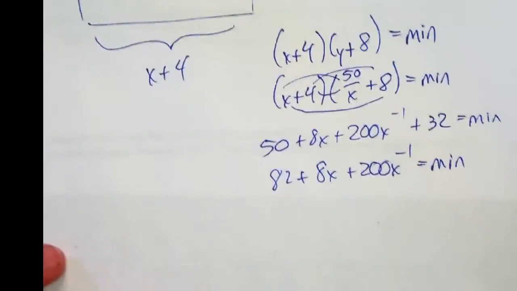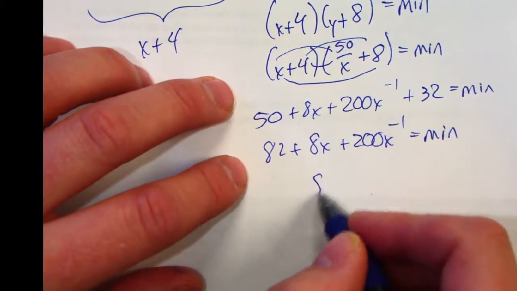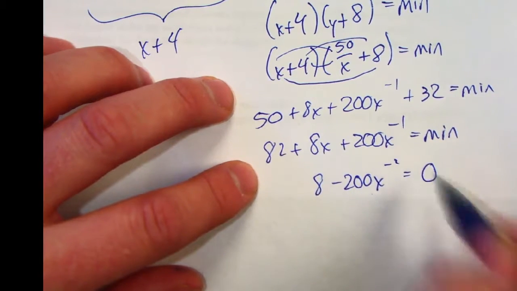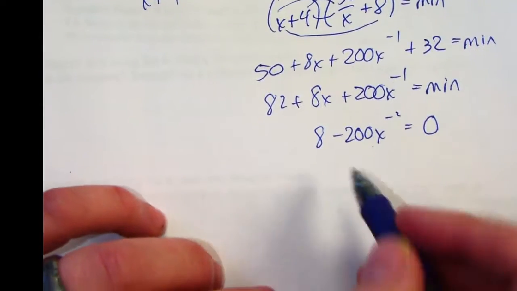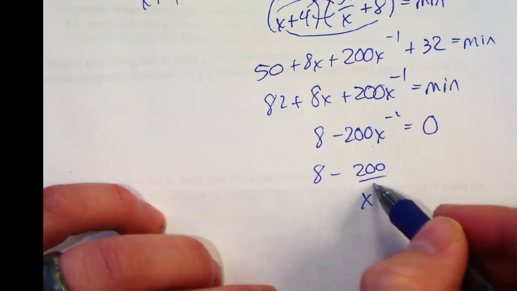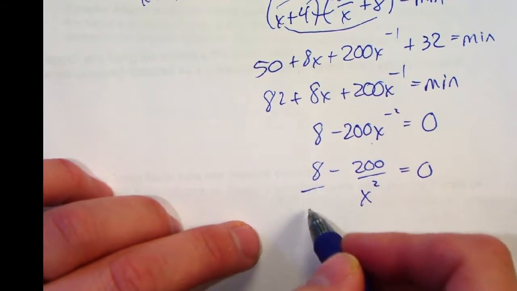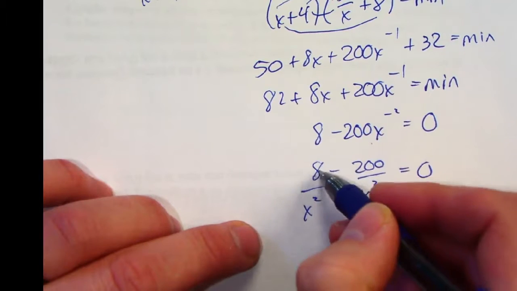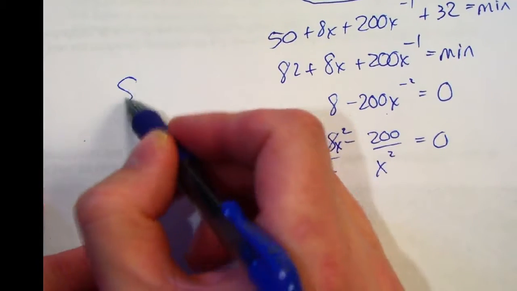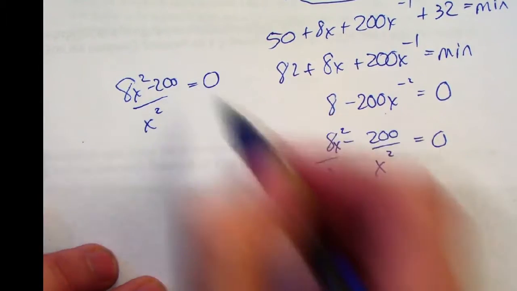My job is to minimize that, so I'm going to take the derivative of it. So 82 doesn't mean anything anymore. I get 8 minus 200x to the negative second equals 0. So 8 minus 200 over x squared equals 0. Get a common denominator, so I need to put an x squared there, and I need to put an x squared there, giving me 8x squared minus 200 over x squared equals 0.